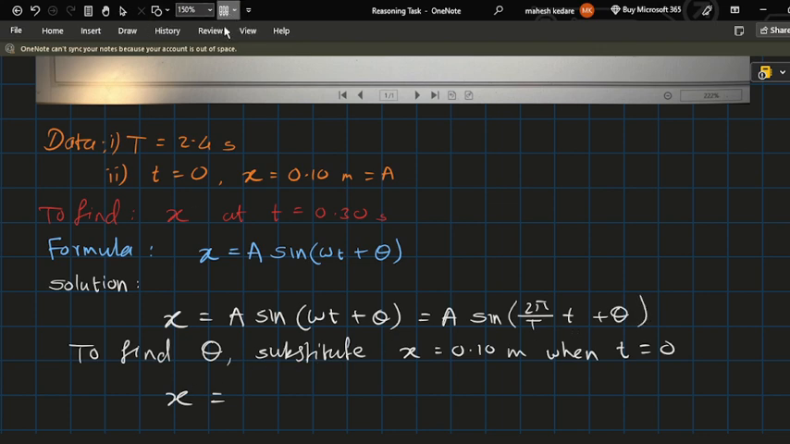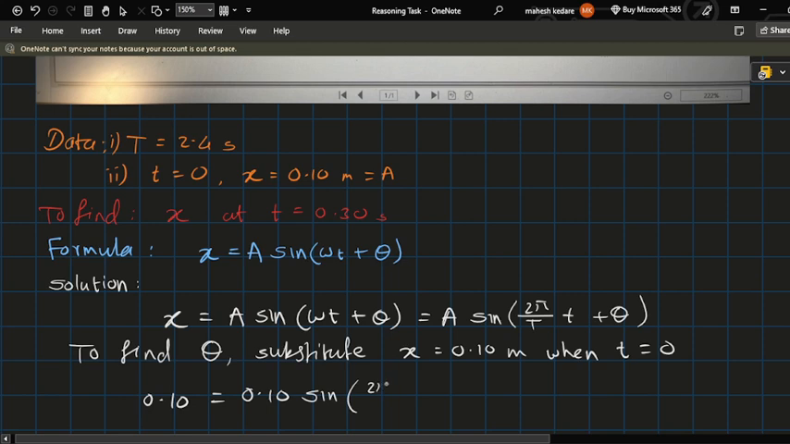Now we can substitute the quantities given. x is equal to 0.10. Amplitude is also 0.10 meter. Then sine of 2 pi divided by the time period, which is 2.4 seconds, multiplied by the time, which is 0, plus theta.